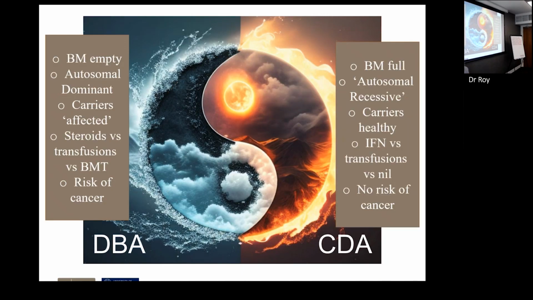On the hot side, the CDA, the bone marrow is really full, whereas on the cold side, the DBA, the bone marrow is really empty. CDA is recessive, and I'll come on to that. It's not always true, but mostly it's recessive, and DBA is dominant in terms of the inheritance pattern. In DBA, even carriers can be affected in some way, and I'm going to talk about that, whereas in CDA, the carriers are healthy. For treatments on the DBA side, we've got steroids, transfusions, and bone marrow transplant. On the CDA side, we've usually got nothing, sometimes transfusions, sometimes interferon. And then DBA carries a risk of cancer, and CDA doesn't carry a risk of cancer.